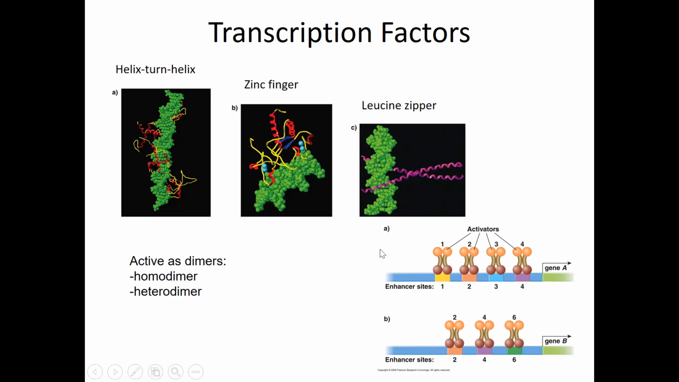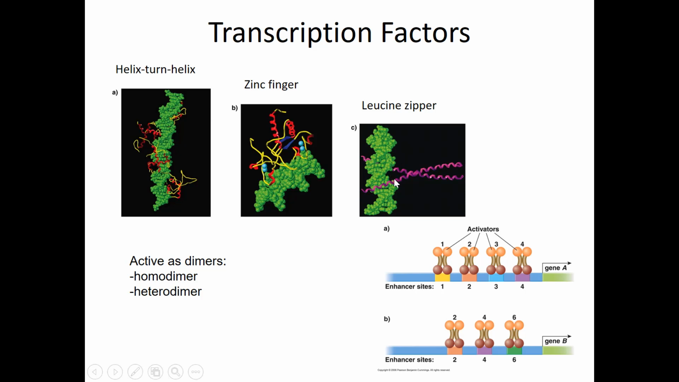Most of these are active as dimers, either homodimers, where you would have two proteins with the helix-turn-helix domain or motif, or a heterodimer, where you would have one protein with the helix-turn-helix and one protein with the zinc finger. Regardless of these domains or motifs, each of these has an alpha helix that will get in and interact with one of the strands of the DNA molecule, helping to pull the two strands of DNA apart.